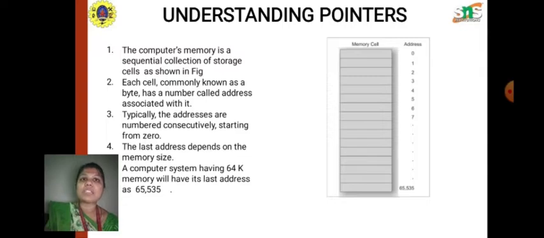Computer memory is a sequential collection of storage cells. The memory cell addresses are represented by 0, 1, 2, 3, 4, etc. Each cell is called a byte, and it has a number set as the address associated with the cell. Those addresses are numbered consecutively, starting from 0. The last address depends on the size of the memory. A computer system having 64K memory will have, as the example shows, the last address as 65,535.